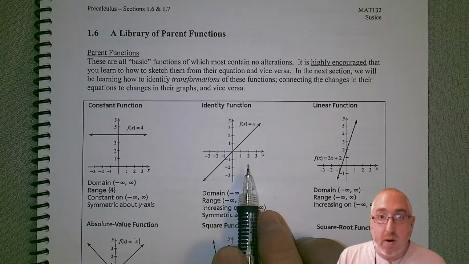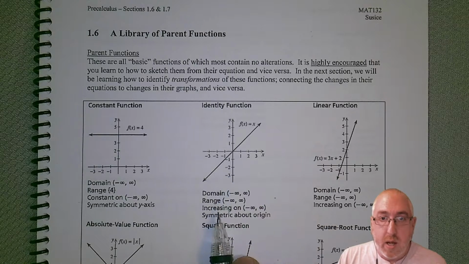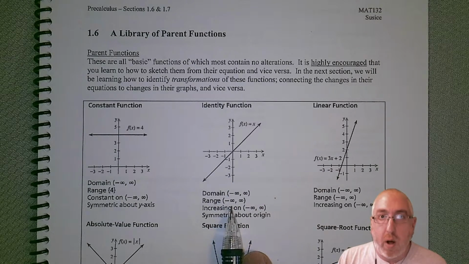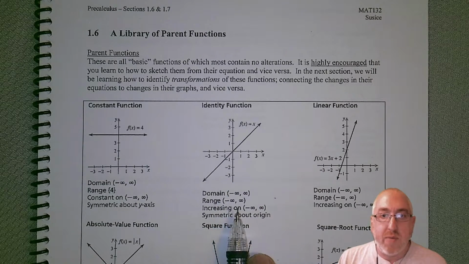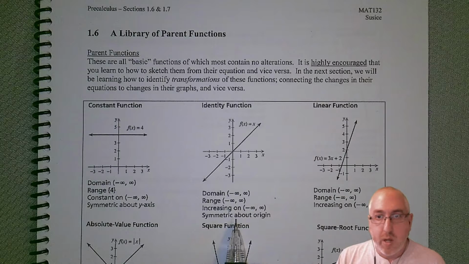Now our identity function, so y equals x, is going to look something like this. We have our domain and range, both all real numbers, and it's increasing throughout. The other thing we can also say is that it is symmetric about the origin.